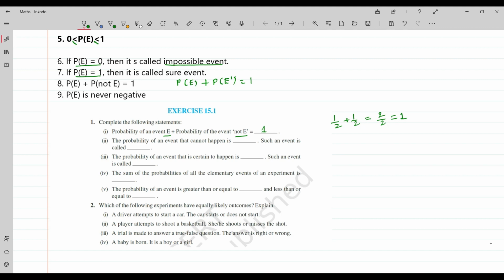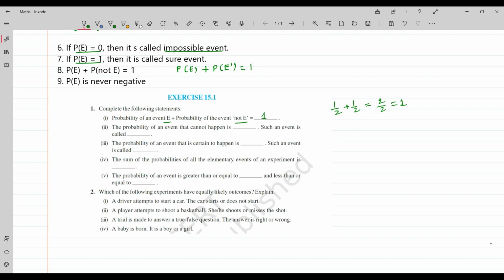Now let's see second part. The probability of an event that cannot happen is 0. Such an event is called impossible event. The probability of an event that is certain to happen is 1. Such an event is called sure event.